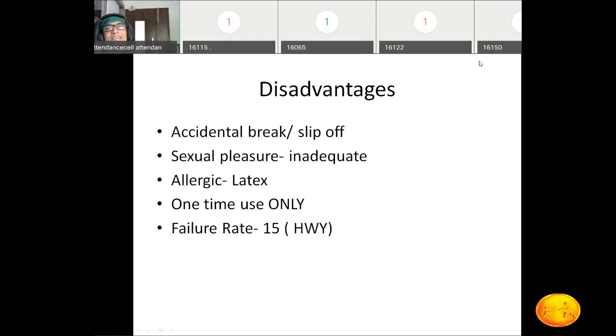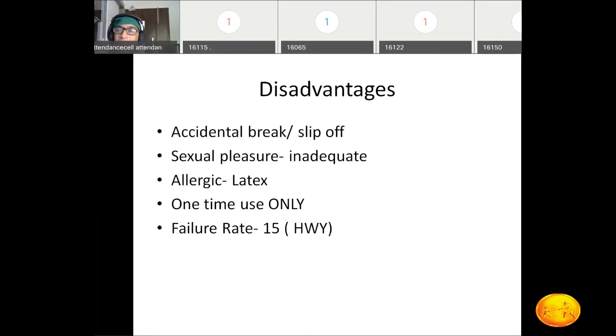What are the disadvantages? As you say, some of you say side effects. These are accidental breakage, slippage during coitus. It may cause inadequate sexual pleasure. Some may have an allergy to latex. Obviously, both partners can have allergies. It can be used one time only, and the failure rate is 15, which is far more as compared to all other methods.